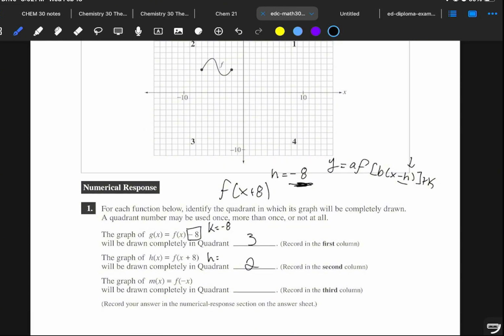Now for this final transformation, we have f of -x. So f of -x, what does this mean? This means that our b value, which is being multiplied to x, is going to be -1. So if b is -1, then we have a reflection in the y-axis.